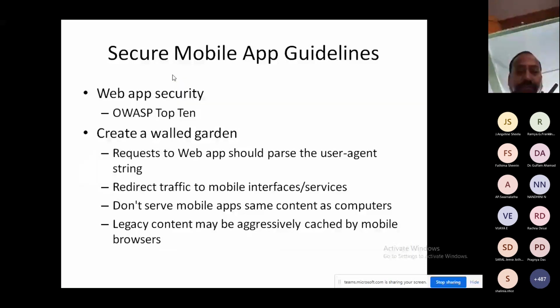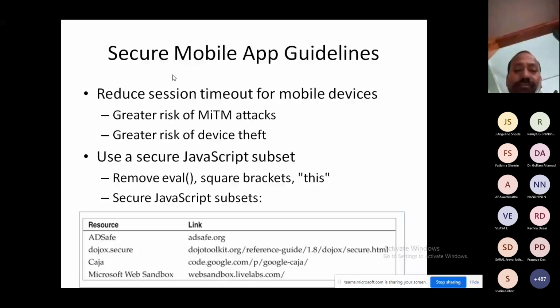So secure mobile app guidelines, where web app security is there, and create a walled garden where requests or redirects or legacy contents may be aggressively cached by mobile browsers. So these are the various ways you can create a walled garden, or reduce the session timeout for mobile devices where there is greater risk of MITM attacks or greater risk of device theft, and use of a secure JavaScript subset is there.